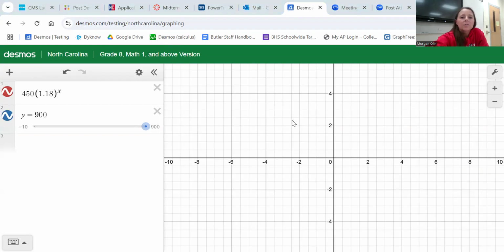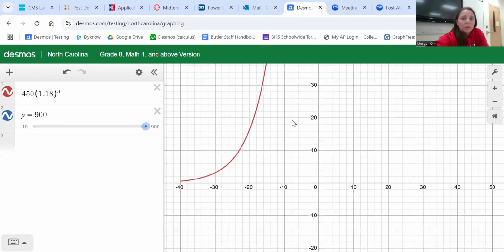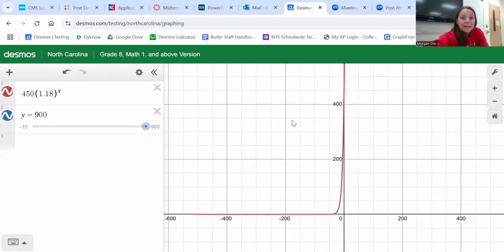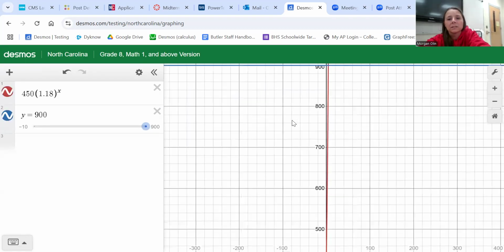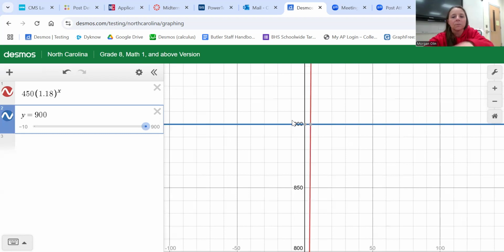All right, here I have to go find the intersection. Okay, and again, you're going up to 900, so I have to go up to 900. Make sure you're not getting the y-intercept. I don't care about this one. The y-intercept is when x is 0, by the way. I want this one right here, 4.188.